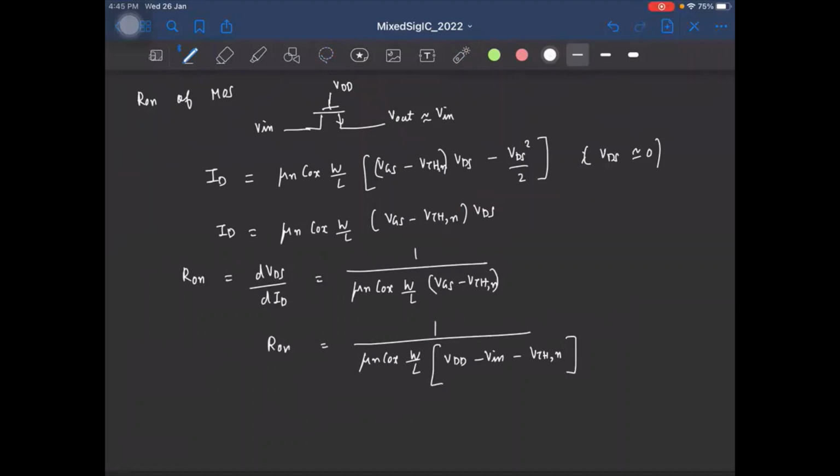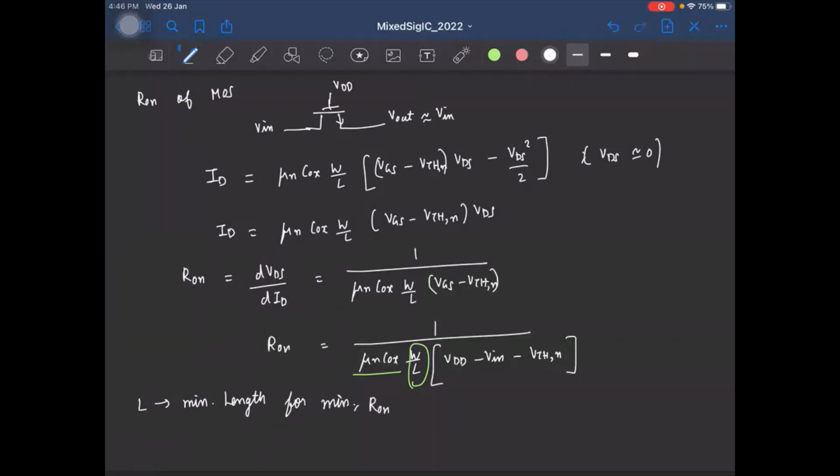So now from this, you can clearly see that if you want to reduce the on resistance, what do we have to do? Well, first, this factor, mu n COX, is dependent on the process. We do not have any control over this. So we have control only over W by L. If you want to reduce the on resistance, we need to make sure that the length is the minimum length we can choose. So this we have to do for minimizing R.